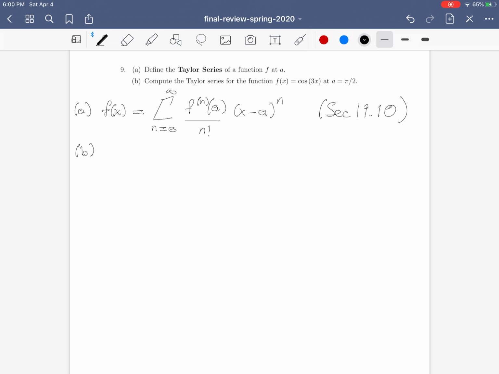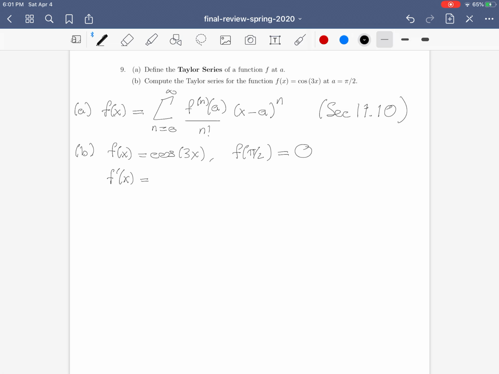So that's the definition of the Taylor series, and then in the second part of this question we're asked to compute the Taylor series of the function f of x equals cosine 3x centered at the point a equals pi by 2. So what do we need to do? We need to calculate values of f and its derivatives at pi by 2. So first of all, f of x is cosine 3x. So therefore, f of pi by 2 is cosine of 3 pi by 2, which is equal to 0.